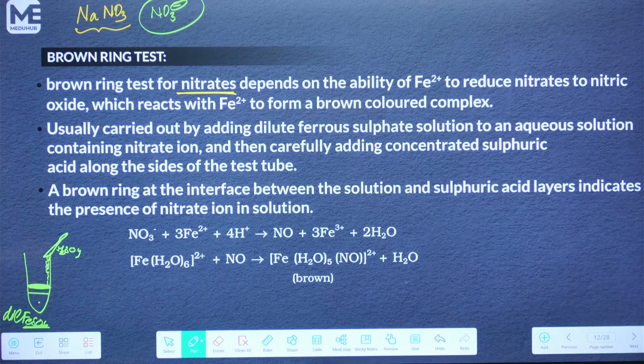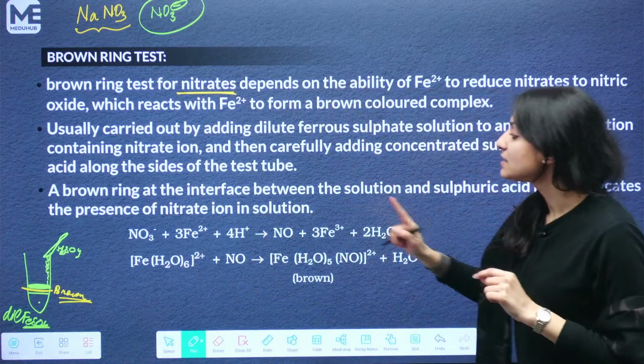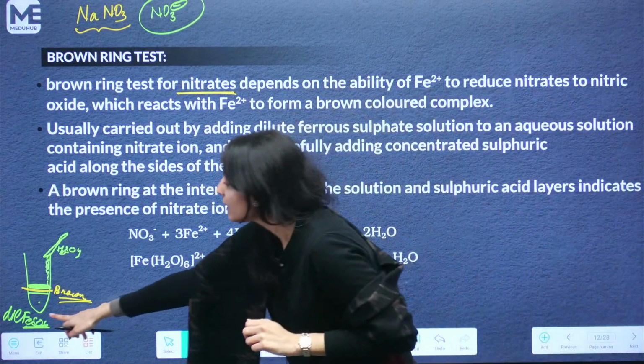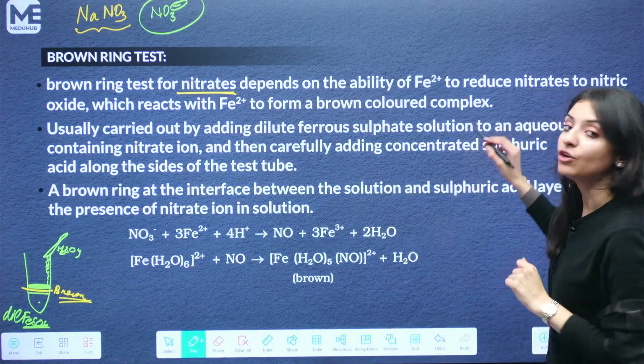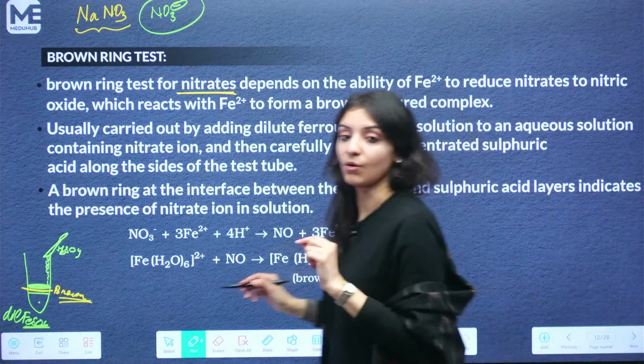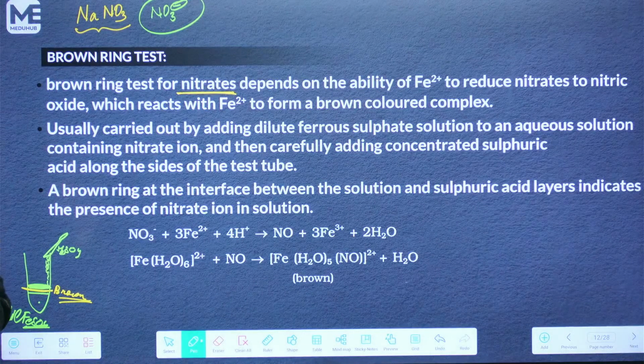नाउ एट द जंक्शन जहाँ पे H2SO4 और एक्वस लेयर टच कर रही है वहाँ पे एक brown colored ring form होती है, which tells us if that ring is getting formed, it tells us that हमारे given solution में nitrate ions थे. अब ये किस चीज़ पे डिपेंड करता है? Firstly, this depends on the ability of the Fe2+ ions to reduce HNO3 to NO. We'll see how. दूसरा, it depends on the ability of NO nitric oxide to form complexes with metal ion.